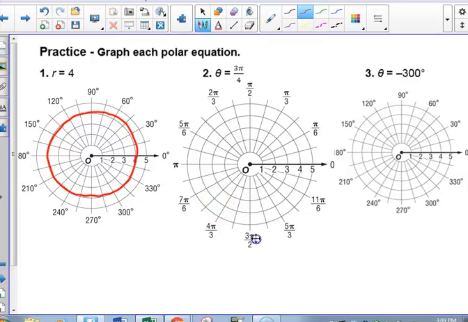Okay. Next one, where's 3 pi over 4? Nowhere is right. 3 pi over 4 is here. You can use your unit circle sheet. You can change it to degrees. You'll get there. And then it's a line. And -300 is the same as 60, so it's that line.